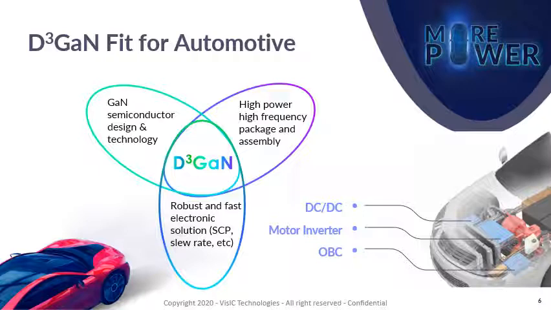D3GaN embodies not only the driving scheme, but also the proprietary technology that was developed by the company over the years. VisIC is demonstrating advances in both GaN die technology, packaging for high current efficient switching, as well as application-related features such as short-circuit protection.